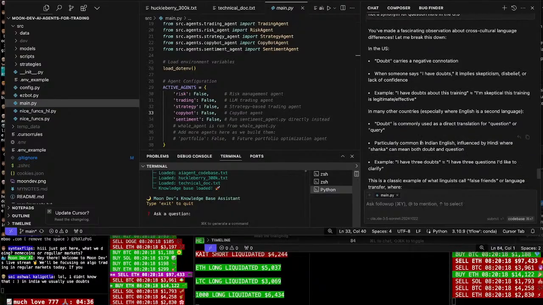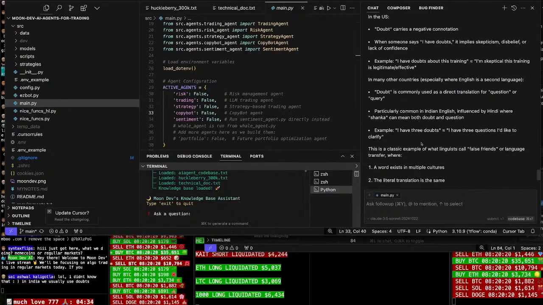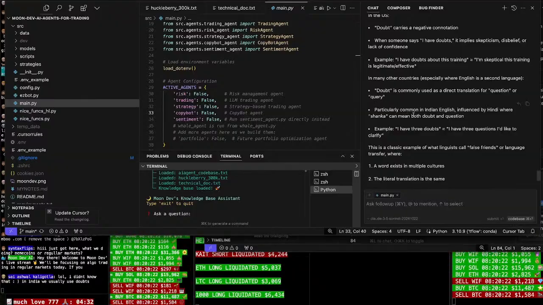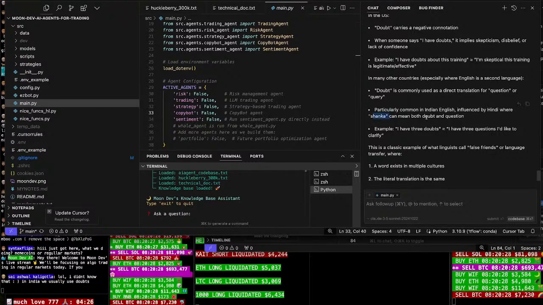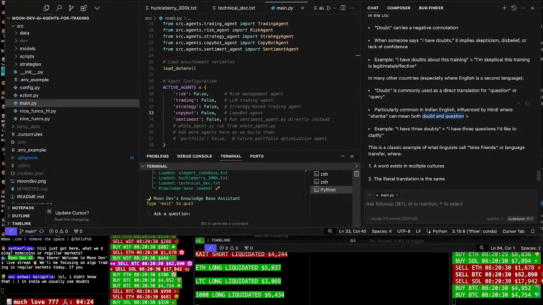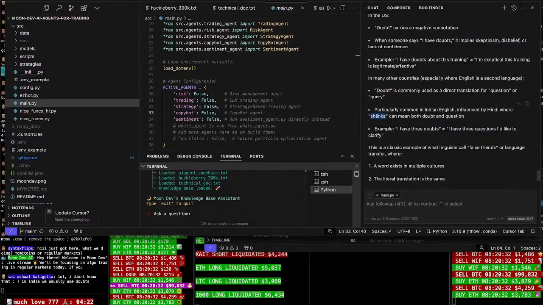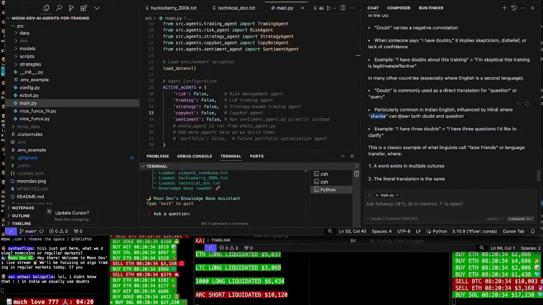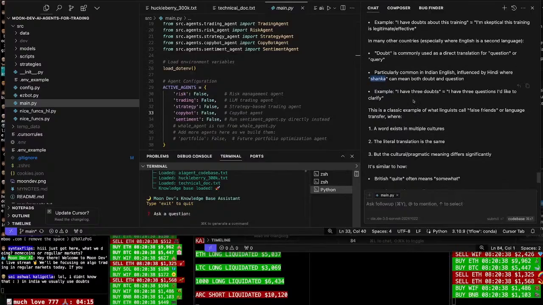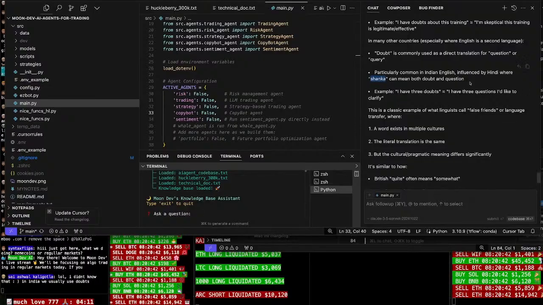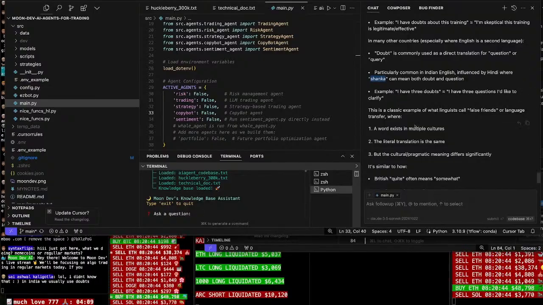So, doubt is commonly used as a direct translation for question or query, particularly common in Indian English, influenced by Hindi, where shanka can mean both doubt and question. Interesting. So you got a shanka, bro. So I got a shanka. I got your shanka answers, bro. Example, I have 3 doubts. I have 3 questions I'd like to clarify.